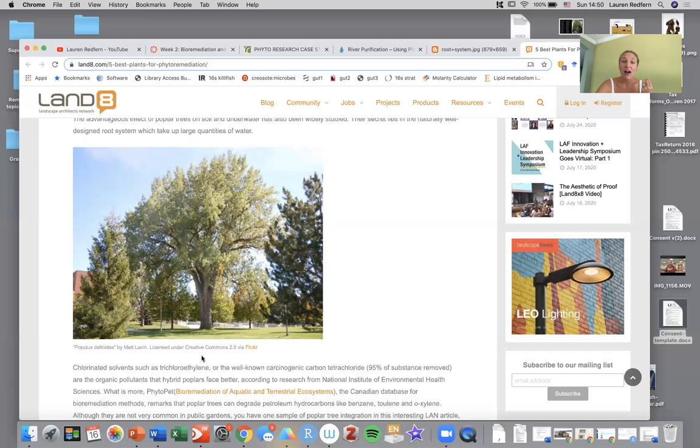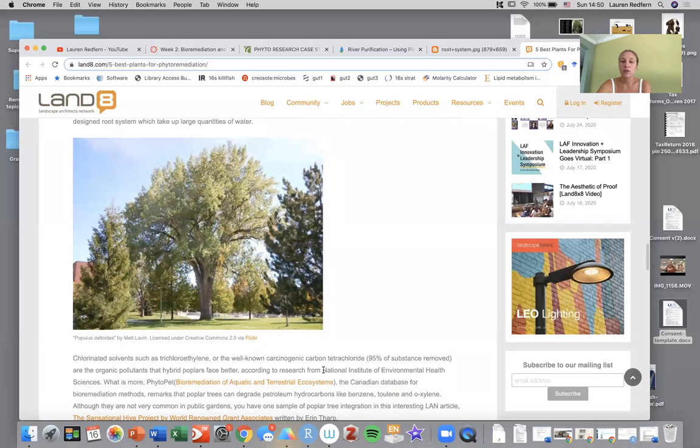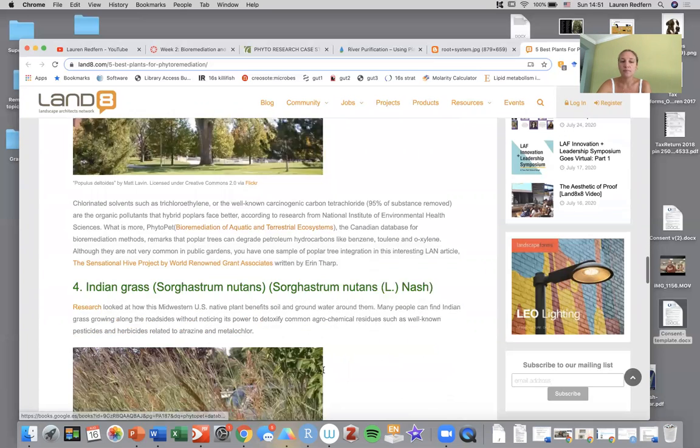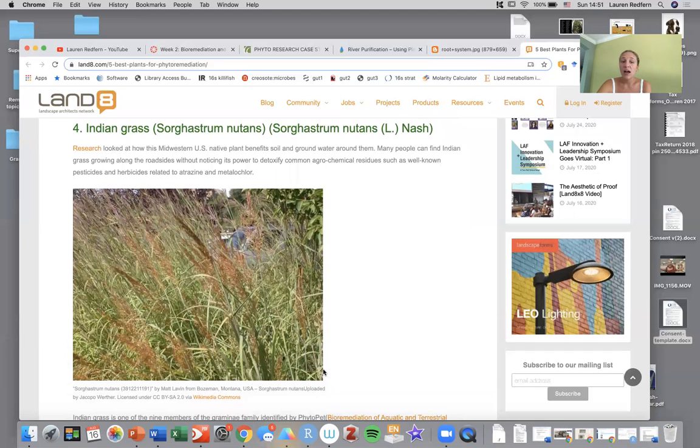They grow quickly. They give us wood, which we can use for other applications, such as wood floor or mulch. And they're known to work really well with chlorinated solvents, such as the dry cleaning chemicals or some other carcinogenic compounds that are known to be in the environment right now. Fourth is Indian grass. This is also really common, grows very quickly. I'm sure you've seen it around and maybe not even acknowledged it, but it's been known to work well with agricultural chemicals that we found in hindsight cause a lot of damage to ecosystems and even people, such as atrazine and metolachlor.